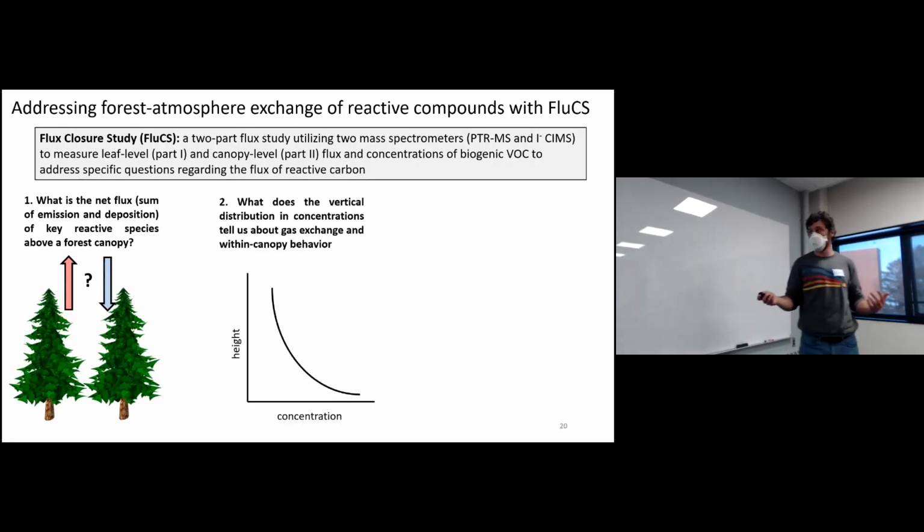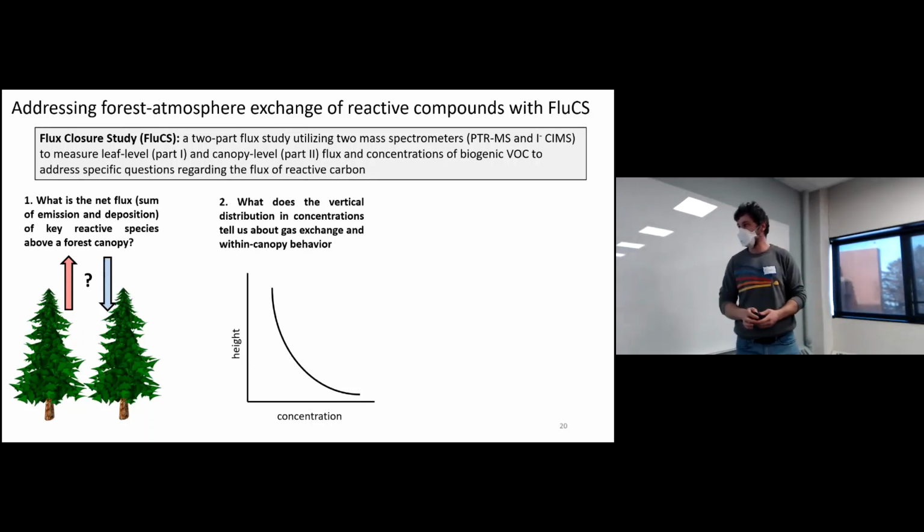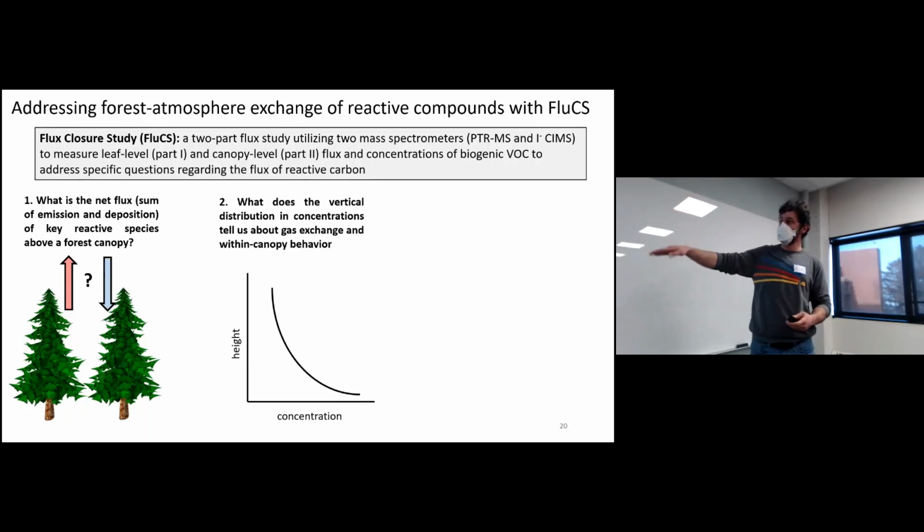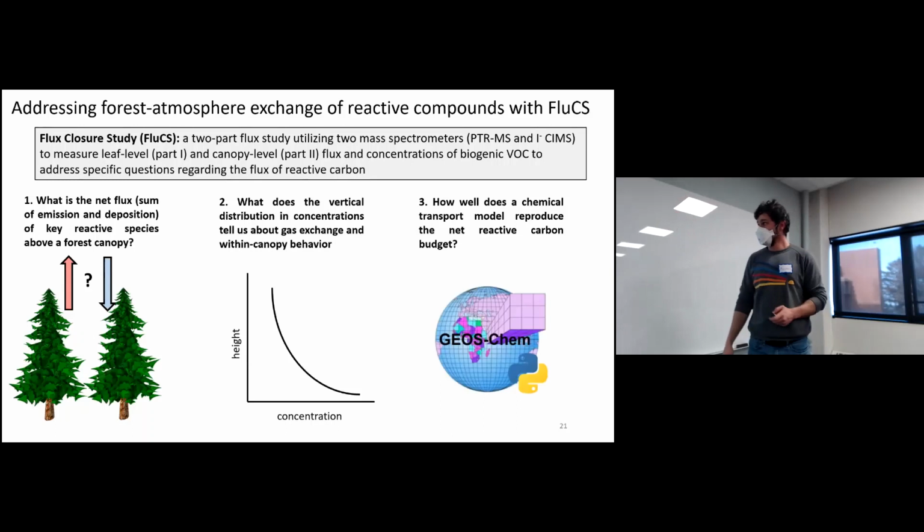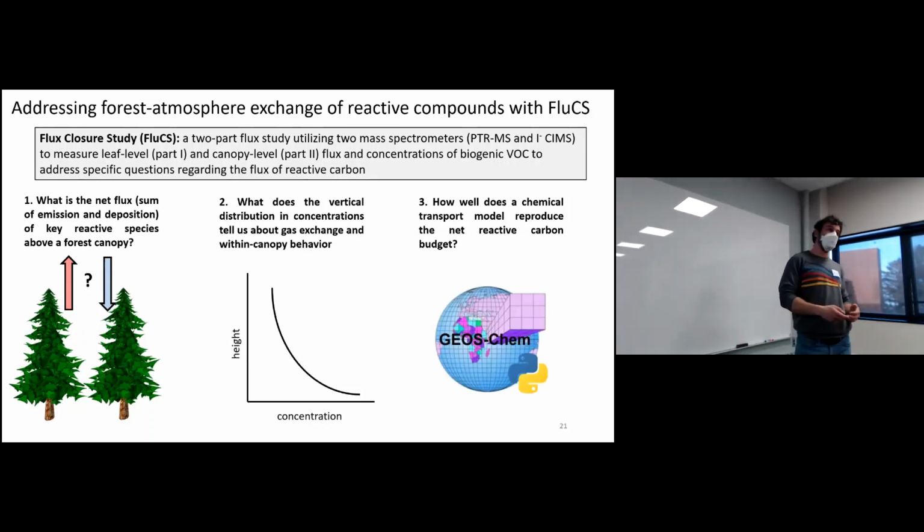So some of the questions are, what is the net flux of these key reactive species above a forest canopy? What does the vertical distribution and concentrations tell us about within canopy behavior? So if I were to measure at a bunch of different points within this forest, would I have different concentrations at different heights? And then how well does a chemical transport model actually reproduce the net reactive carbon budget? So we're making these measurements to be able to evaluate or train some model that can then, I guess, predict for a more global impact.